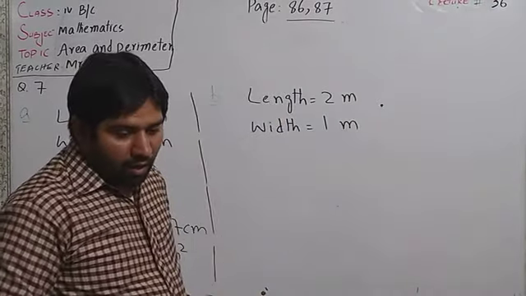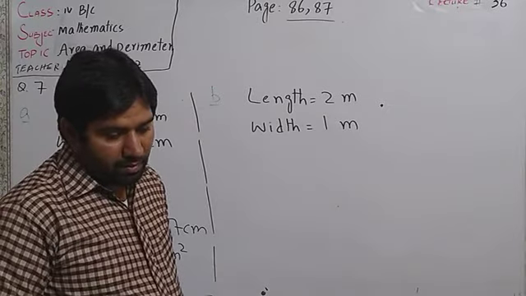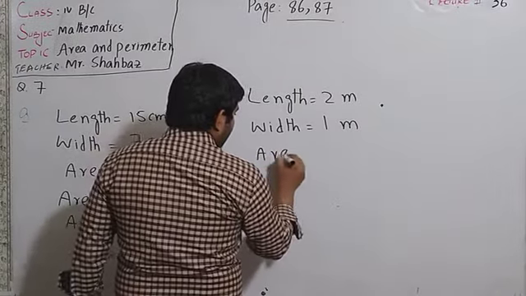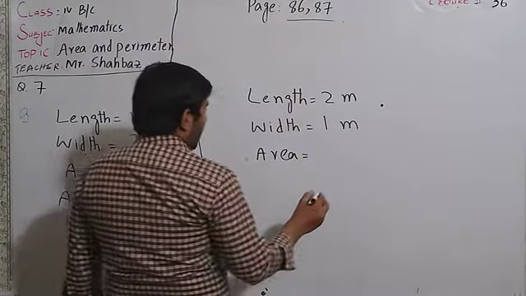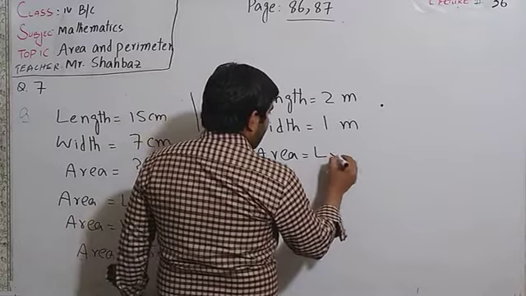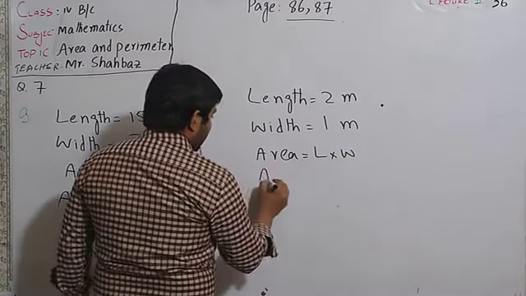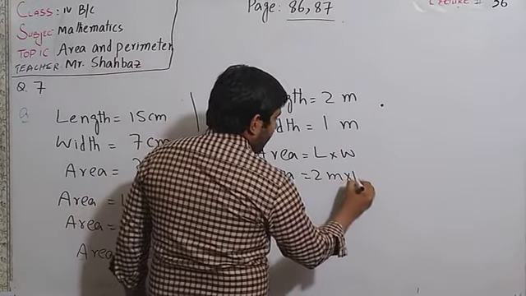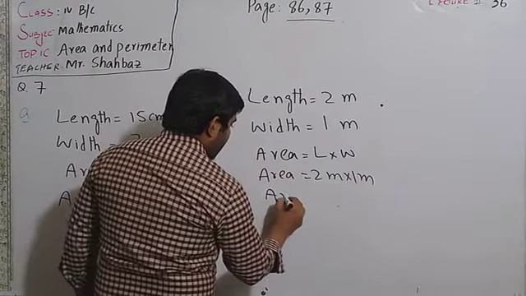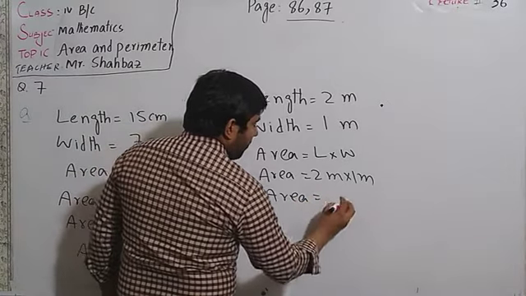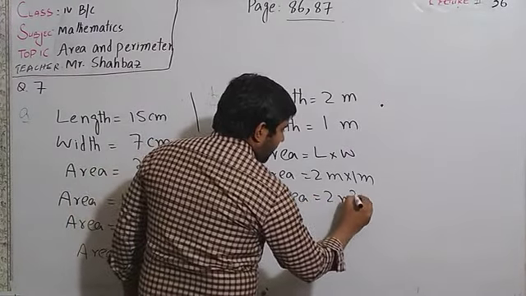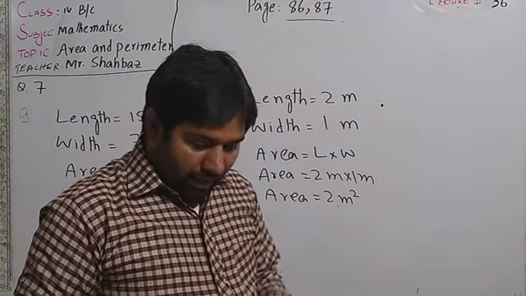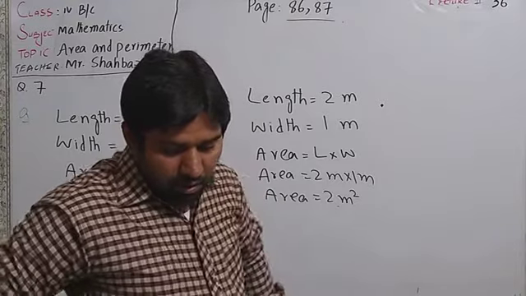The question is, how much area of its spaceship does it occupy? So we have to find the area. The formula is same as before. Area is equal to length multiplied by breadth, width. Area is equal to 2 meter multiplied by 1 meter. So what will be the answer? 2 multiplied by 1 will be 2 meter square. This is the area.